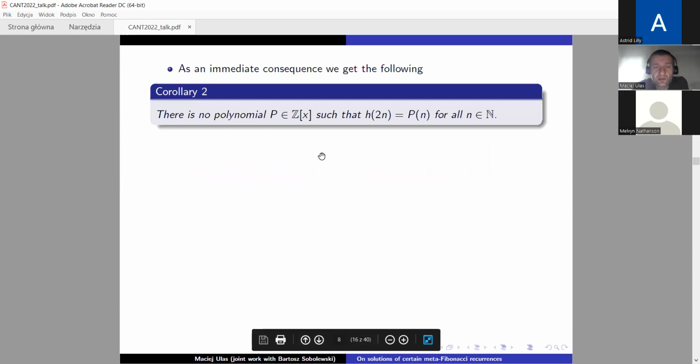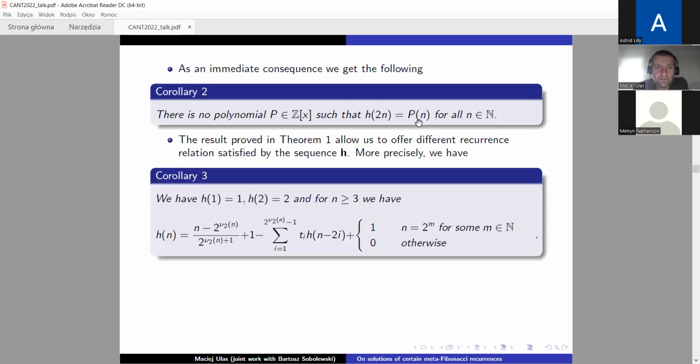As a consequence of this result, we can prove that this sequence is not too easy, in the sense that H(2^k n) is not a polynomial in n for all positive natural numbers. So there is no polynomial of this type, but still there is the question whether it is a quasi-polynomial or something like that. This is natural. As a consequence of Theorem 1, we can also get a recurrence which in some sense eliminates the need for computing the nested terms. It is not very convenient, but it is a step in the right direction, I believe.